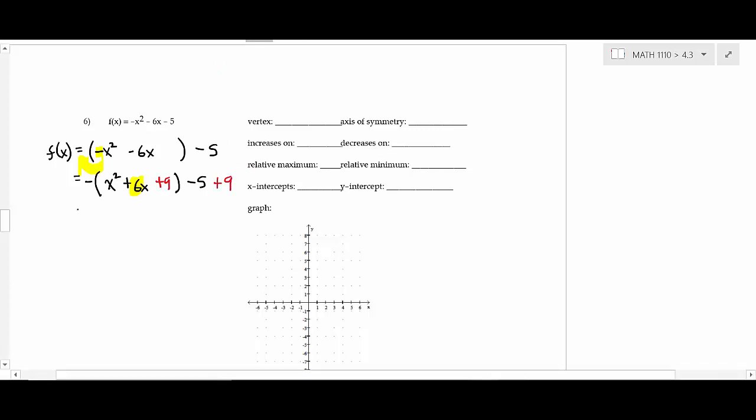Okay, so now what I'm going to have is negative, and I'm going to factor this. This is going to factor as x plus 3 times x plus 3, and then that's going to make a +4. -5 plus 9 is +4. So you'd end up having f of x equals negative x plus 3 squared plus 4 like that.